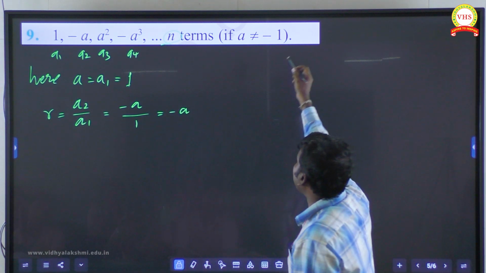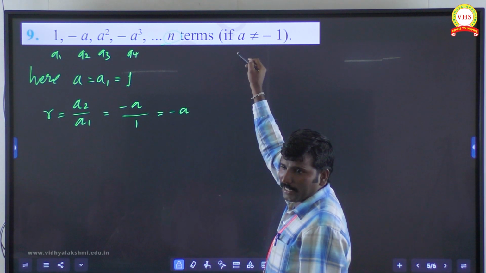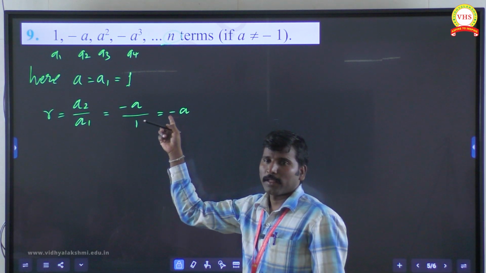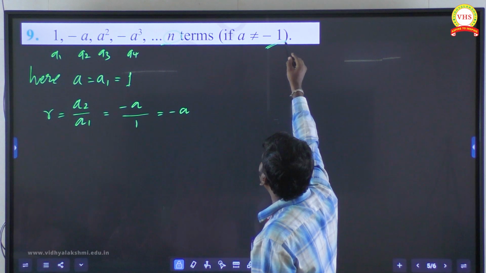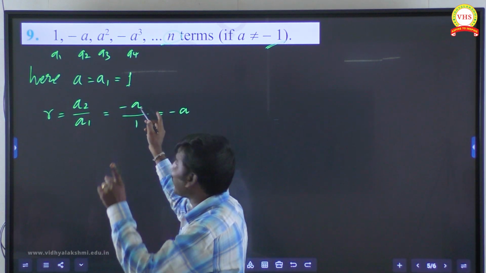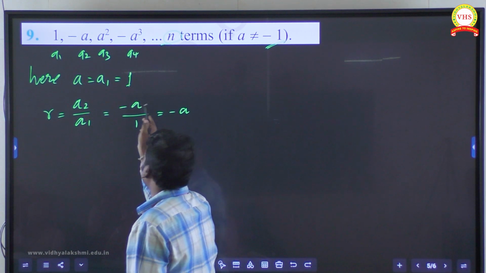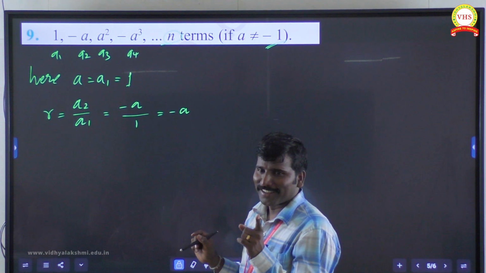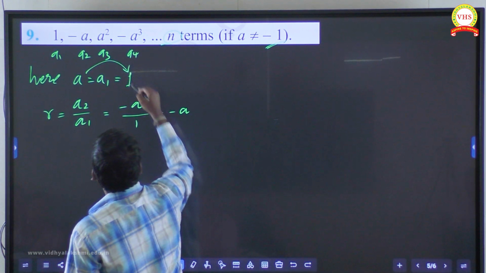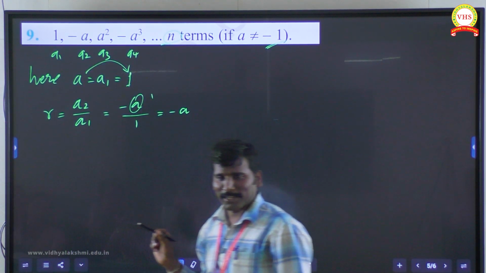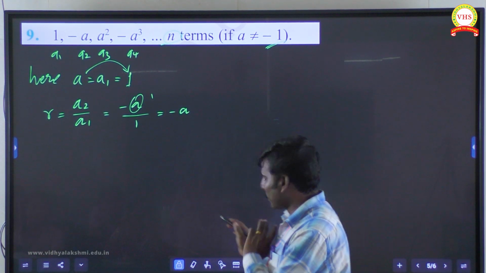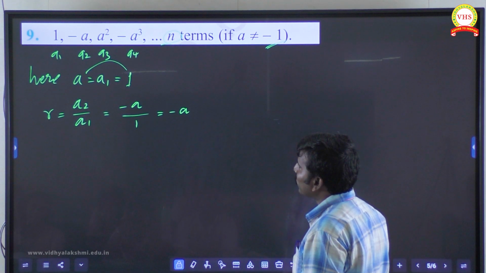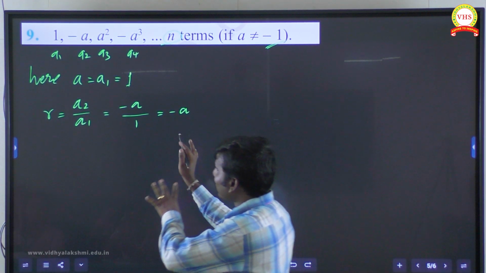Here they said A not equal to -1, they are telling, because A can be +1. That is what they are telling. Not equal to -1 in the sense. Don't think this A equal to here. Clear? A value 1 we know. That A is different, this A is different. Understand? Don't get confused with this. This is different, that is different.